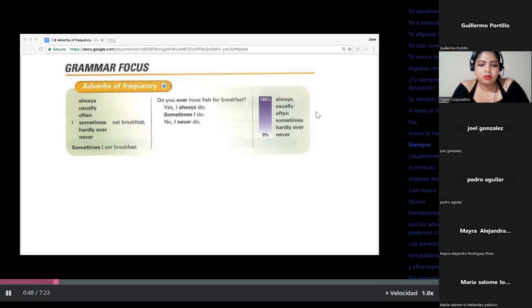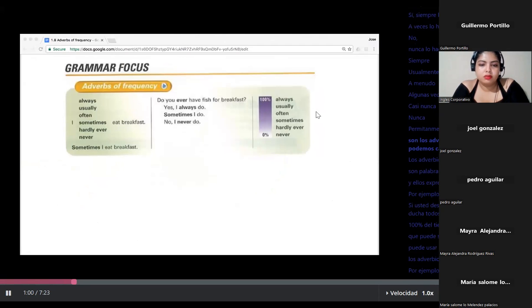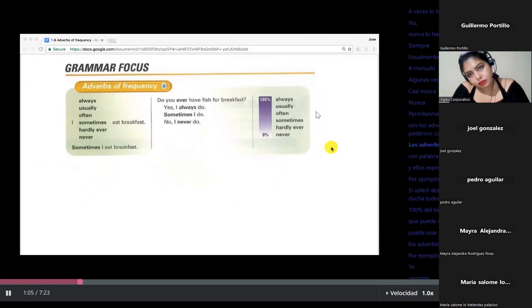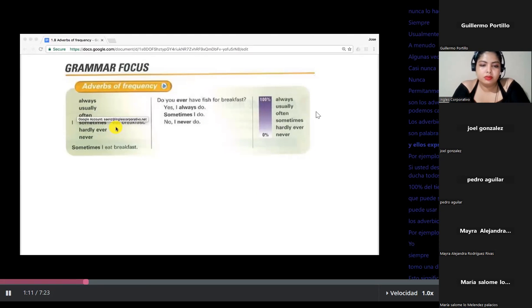Always. Usually. Often. Sometimes. Hardly ever. Never. Let me start by explaining what adverbs of frequency are and how we can categorize them. Adverbs of frequency are words that come before the verbs, and they express frequency.